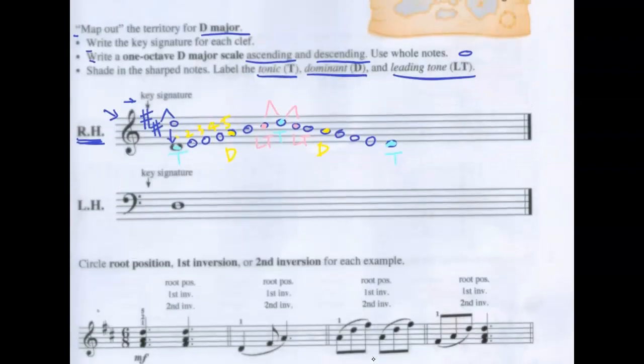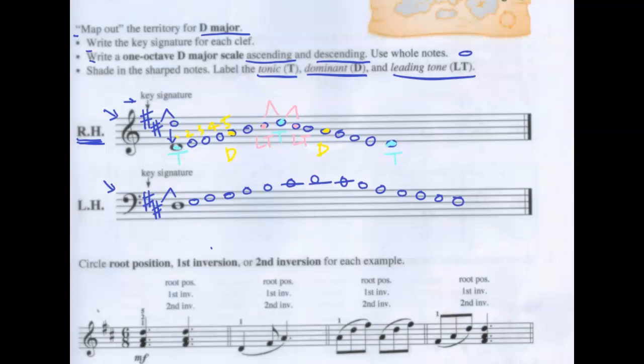Okay, let's do the same thing for the bass clef. So key signature again, F sharp and C sharp, and C sharp to D is, C sharp is leading tone, so D is tonic. Let's go. D, E, F sharp, G, A, B, C sharp, and D, and descending, C sharp, B, A, G, F sharp, and E, and D. Okay. Ascending and descending are done.